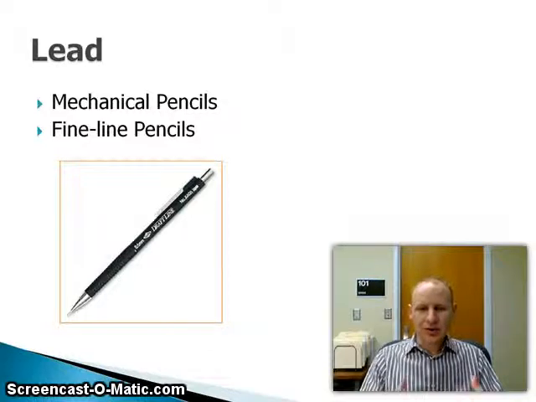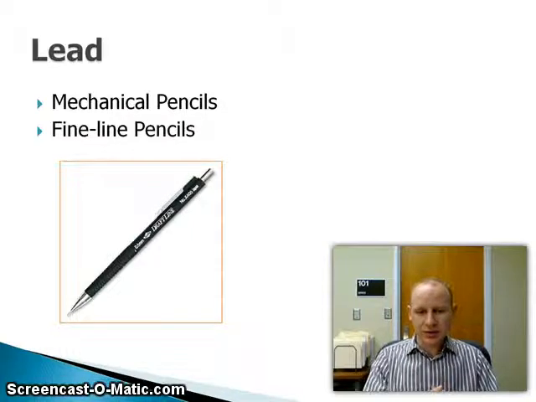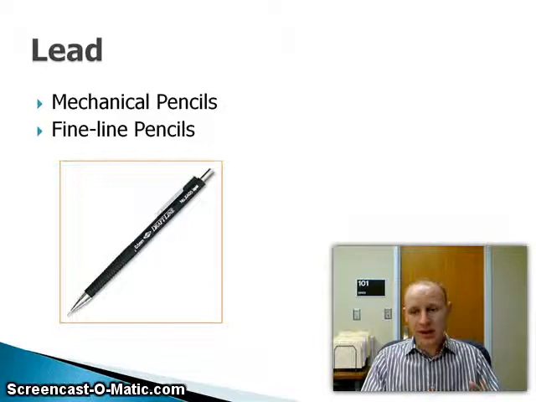So the original mechanical pencils actually had a lot more various lead opportunities that you could use. You could use specific sizes of lead, whereas with the fine line pencils that we use today, or what we call mechanical pencils, typically you have a 0.5, a 0.7, and you can get a 0.9 as well.